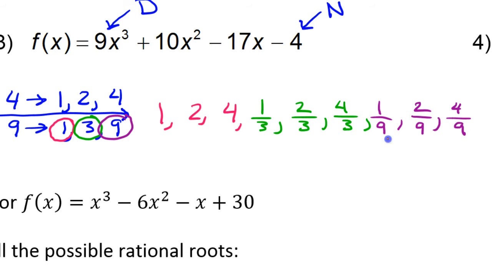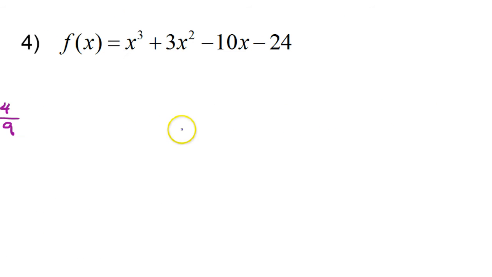Okay, so this is the entire list of possible rational zeros, except for the fact that each of these could be positive or negative. So don't forget to put a plus or minus on each one of these. All right, let's do one more. We're going to list the possible rational roots for this function.